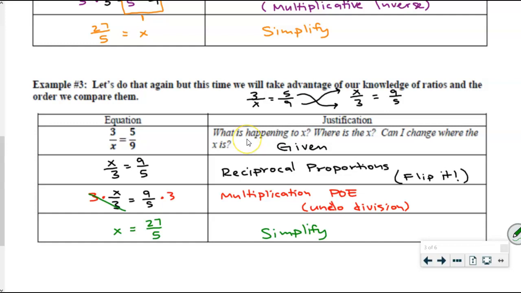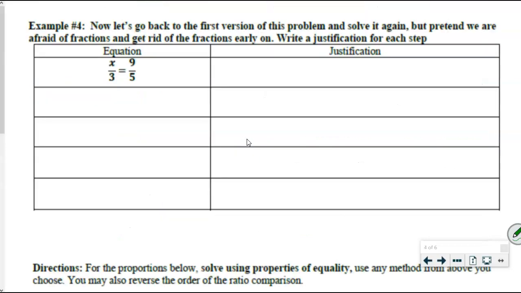Okay, now we're going to solve this one more way. We're going to go back to the first version of the problem and solve it again, but we are going to pretend like we are afraid of fractions and get rid of the fractions early on. Okay, pretend like we're afraid. We're like, oh no, I don't want these fractions. We're going to get rid of them. Okay. All right, with me. If I am afraid of fractions, sorry, let's back up. This is the first one, and it is given.